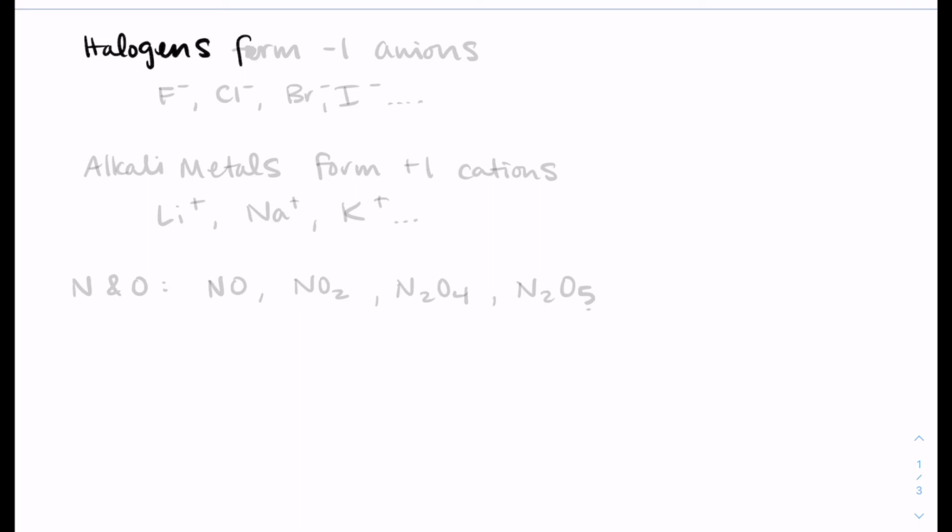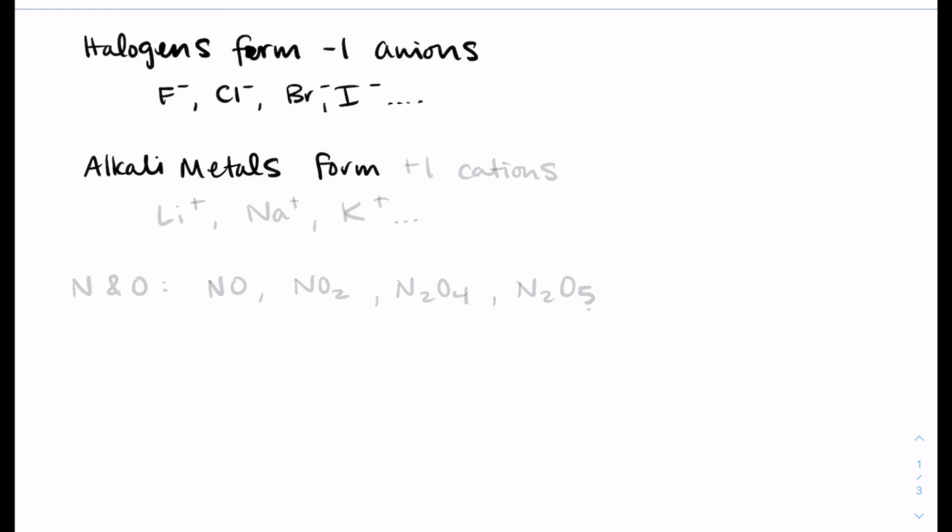The alkali metals, so the things in the first column, form +1 cations. So that means that you will not see an alkali metal with a 2+ charge, and you won't see an alkali metal with a negative charge. They're going to form +1 cations. So lithium 1+, sodium 1+, potassium 1+.